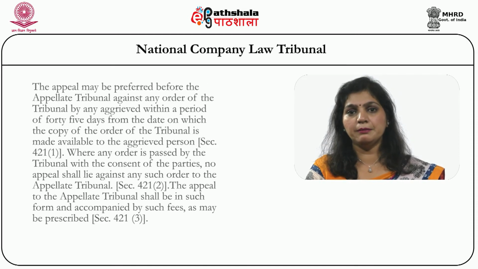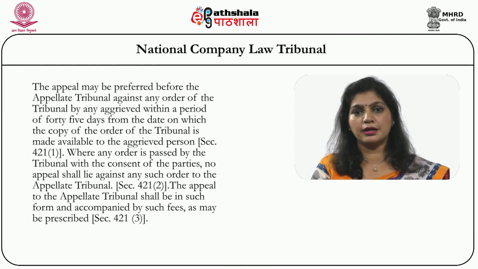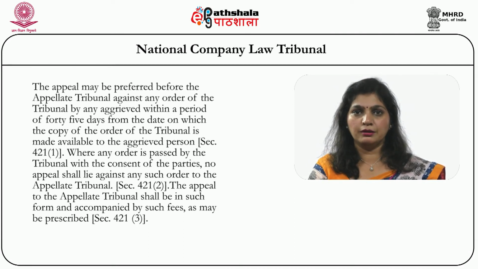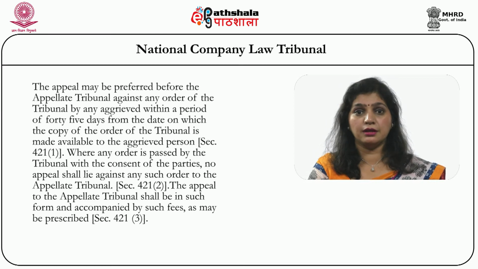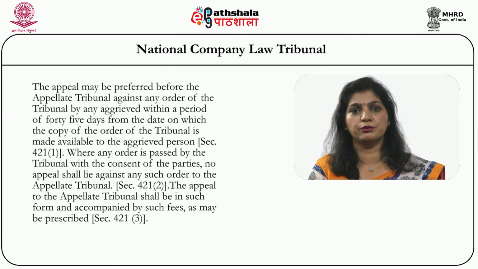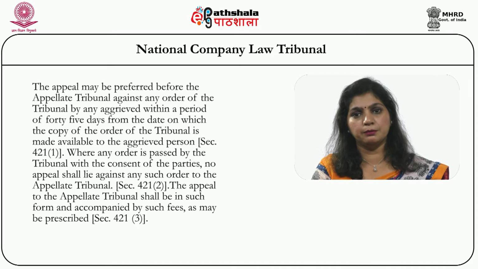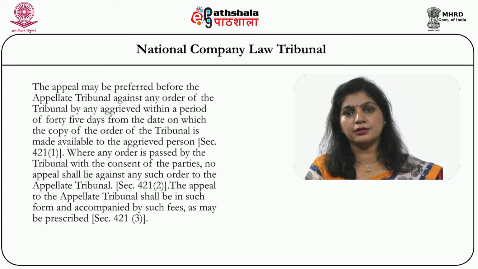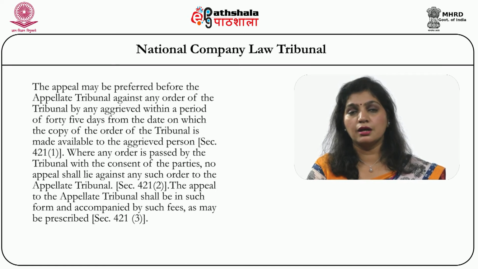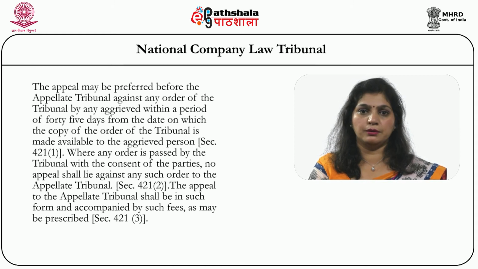Further, an appeal may be preferred before the appellate tribunal against any order of the tribunal by any aggrieved person within a period of 45 days. We have to count this from the date on which the copy of the order of the tribunal is made available to the aggrieved person. Section 421 subsection 1 states this. And if any order is passed by the tribunal with the consent of the parties, no appeal shall lie against any such order to the appellate tribunal.